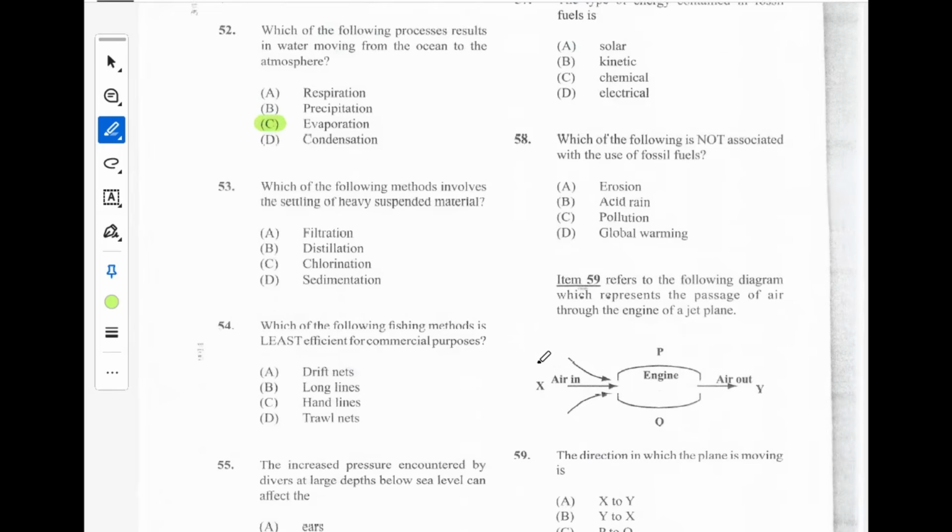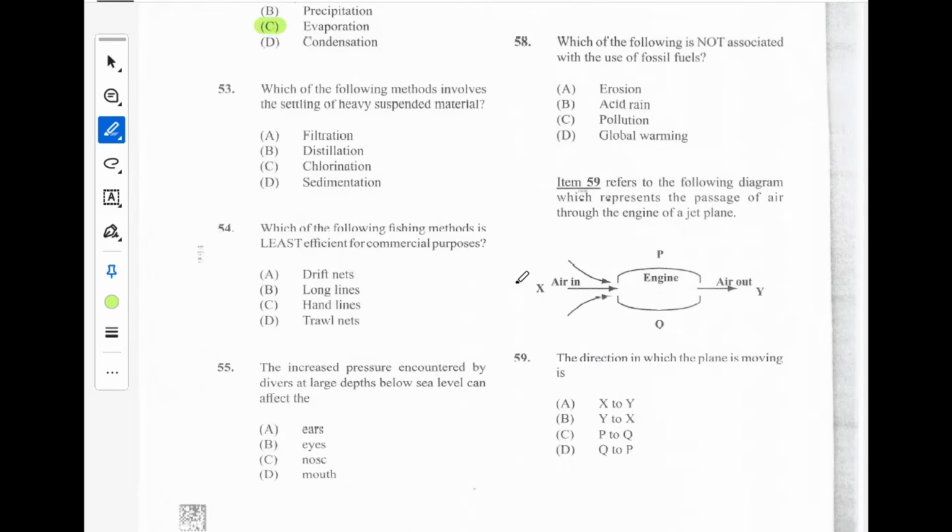52 is C. Which of the following methods involves the settling of heavy suspended material? If you leave water to settle or something, that's called sedimentation. Which of the following fishing methods is least efficient for commercial processes? You want the bad one: drift nets, long lines, hand lines, trawl nets. It will be hand lines.